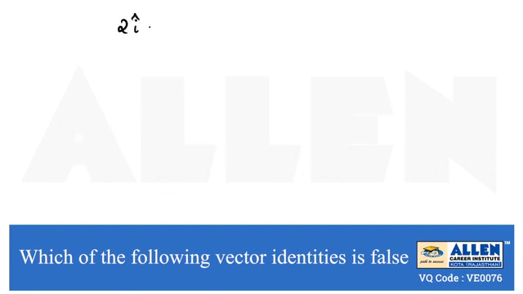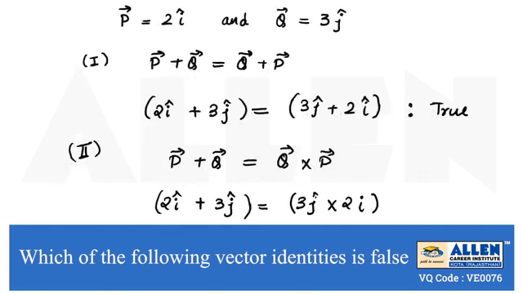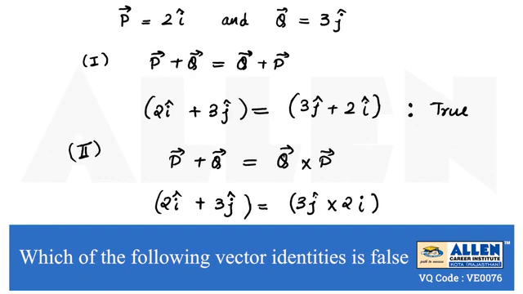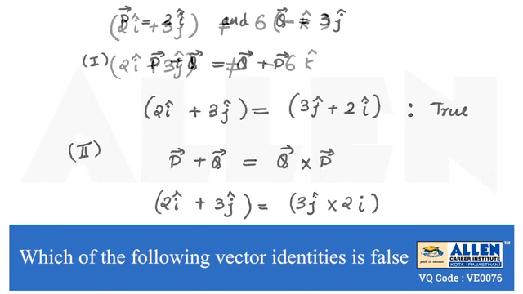2i cap plus 3j cap on the left hand side because it is vector addition, but on the right hand side we will get 6 times of minus k cap on calculating 3j cross 2i cap, means minus 6 k cap. We can easily see the left hand side is not equal to the right hand side, that is why this statement is false. We have considered these equal but they are not equal, so the statement given in the question is false. Therefore this is a false statement.